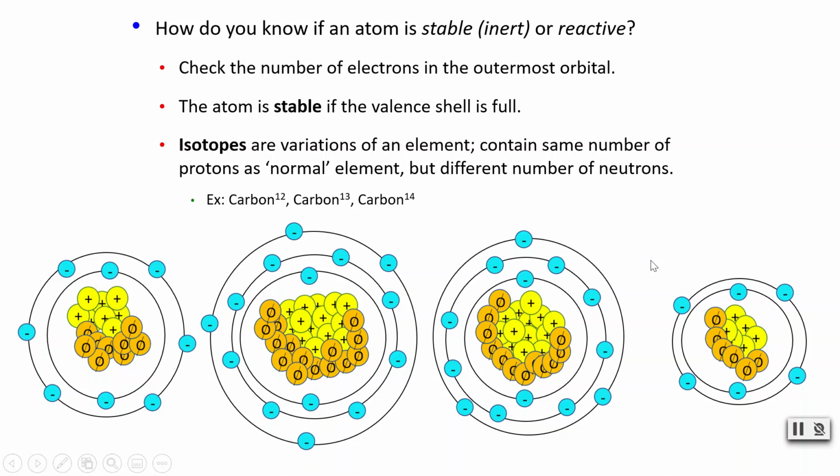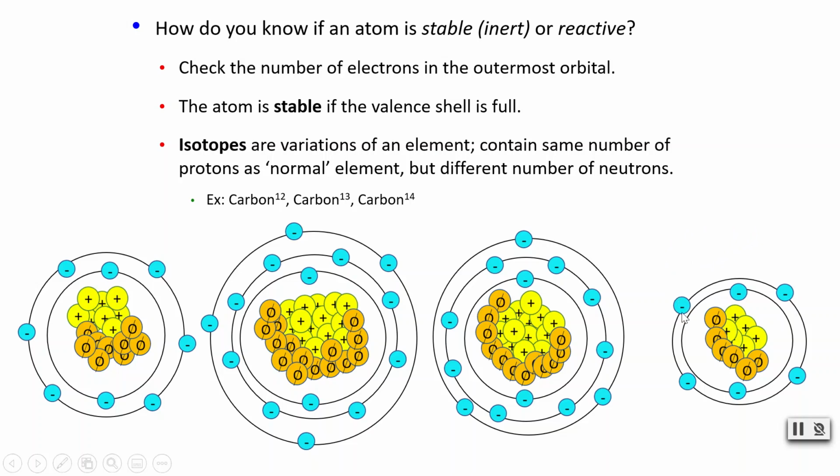Alright, so how do we tell if an atom is stable or if it's reactive? Another name for stable is inert, so in case you ever see that word, stable and inert mean the same thing. It basically means that the atom would not want to make bonds. If it is reactive, it would want to make bonds. It's all about the outermost orbital, that valence shell. If that valence shell is full, then our atom is stable and would have no reason to make bonds. The whole point of making bonds is to fill the valence shell.